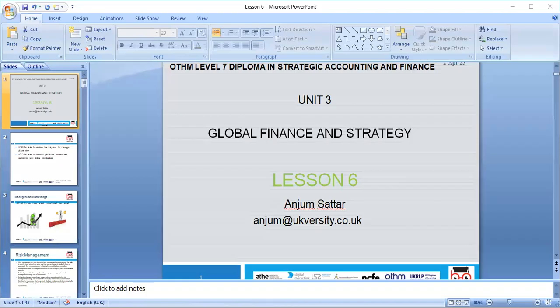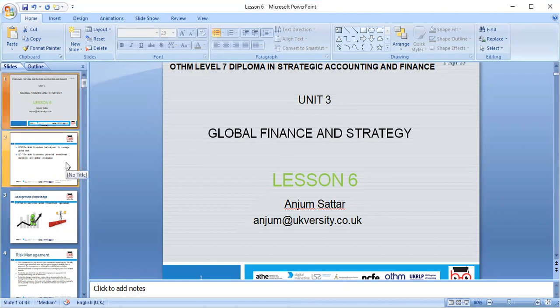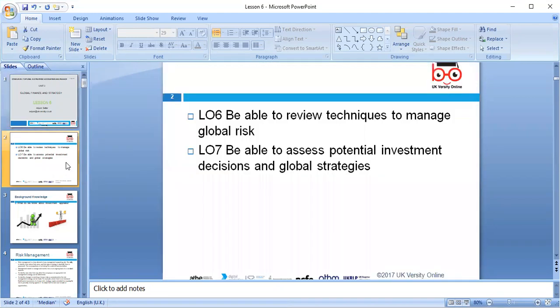Okay, so today's lesson key focus will be LO6, which is learning outcome 6, and we'll do a bit of discussion on LO7. LO7 will be carried forward to the next lesson with the assignment discussion as well, because it's quite involved: investment appraisal strategies, which we'll go through in the next lesson too. Okay, so LO6 is: be able to review the techniques to manage global risk.